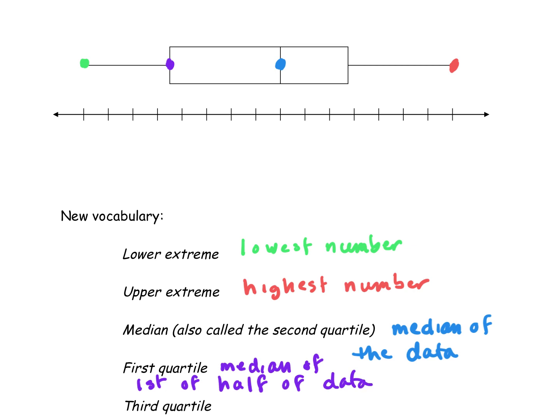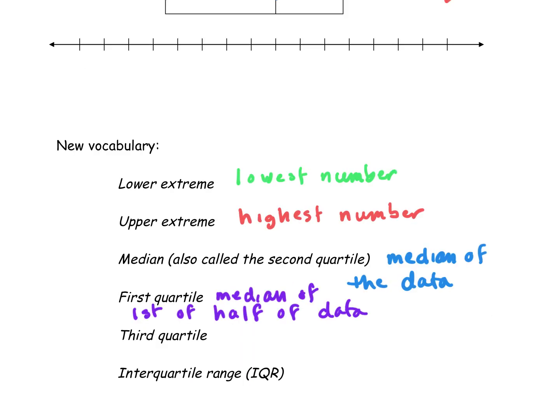The next point is called the third quartile. So if we look at this, this is the first quarter, the second quarter, and the third quarter of the data. We're going to put a point right here at the end of the box. And then the third quartile is the median of the second half of the data.